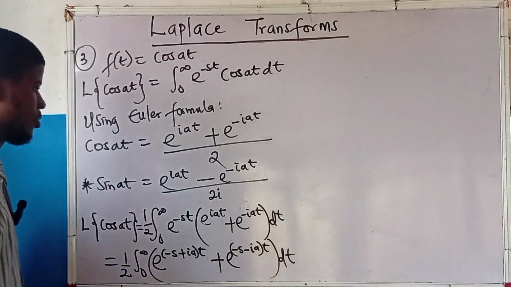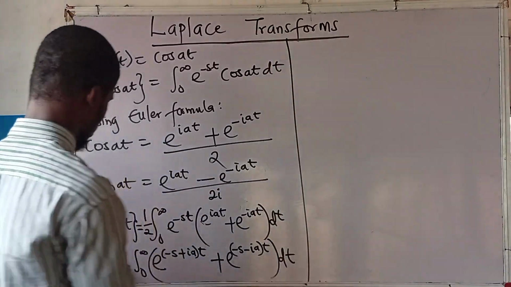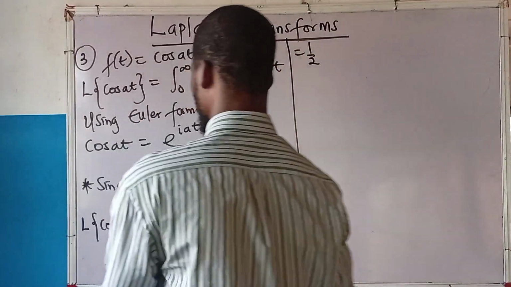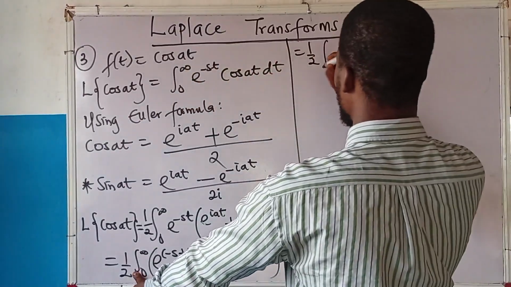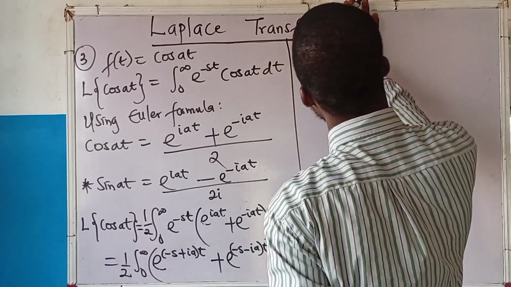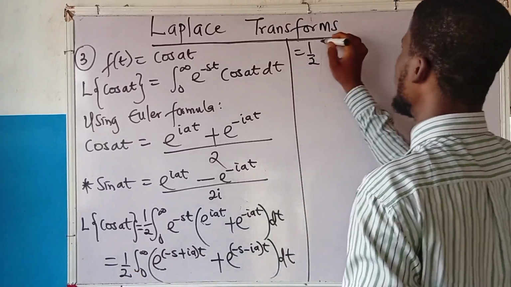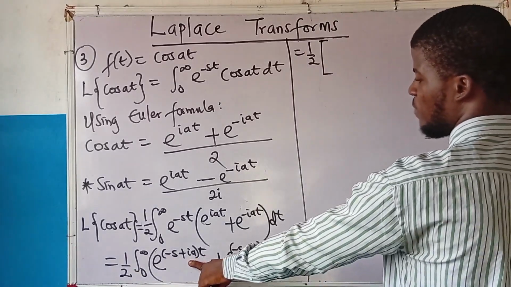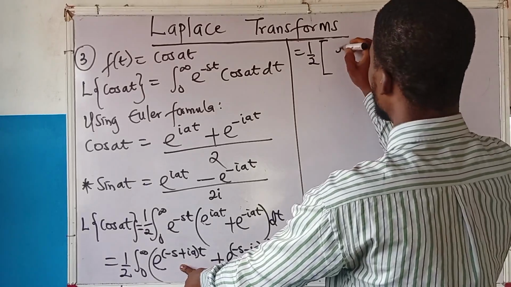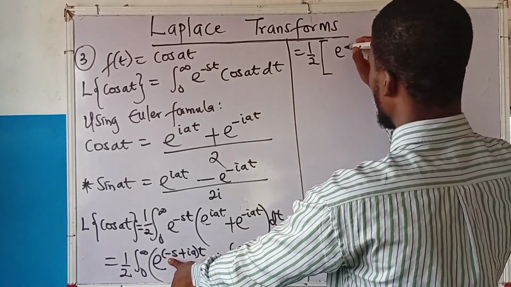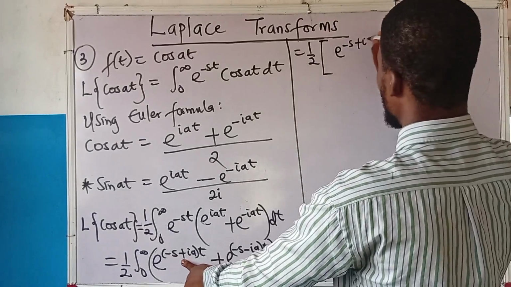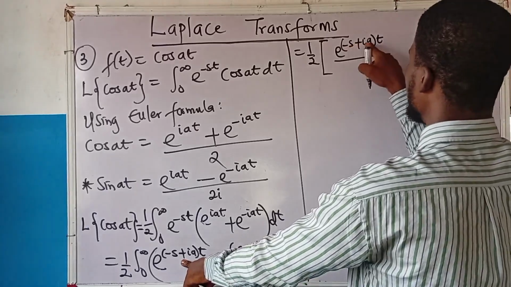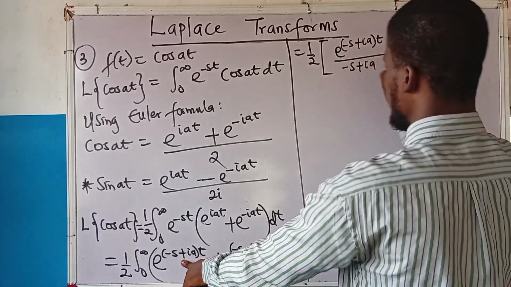So let's perform the integration now. So this is 1 over 2 into the integral from 0 to infinity. Let's just integrate. We have it as this. If I integrate everything here, it's going to give me e to the power of minus s plus ia, into t. You have to be very, very careful. Divided by minus s plus ia.